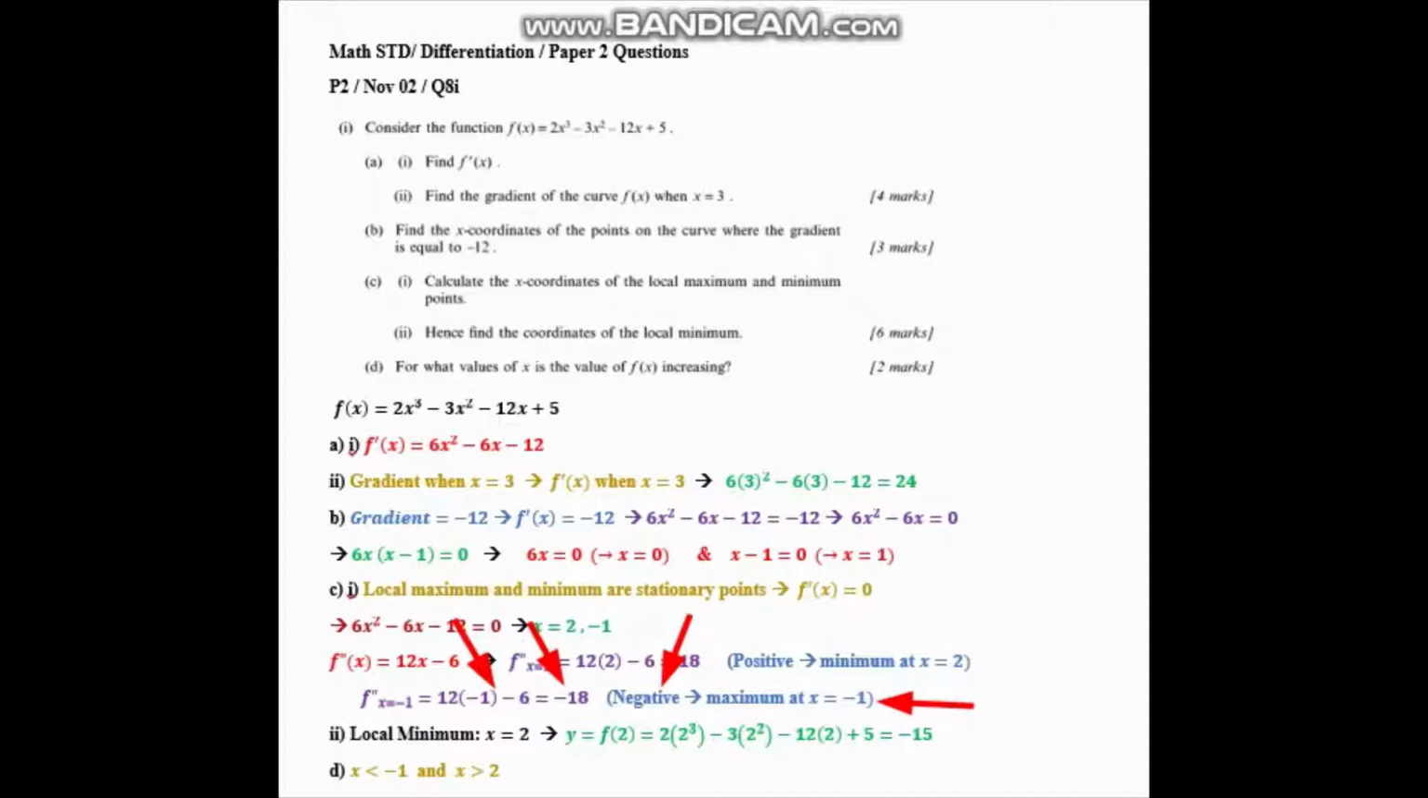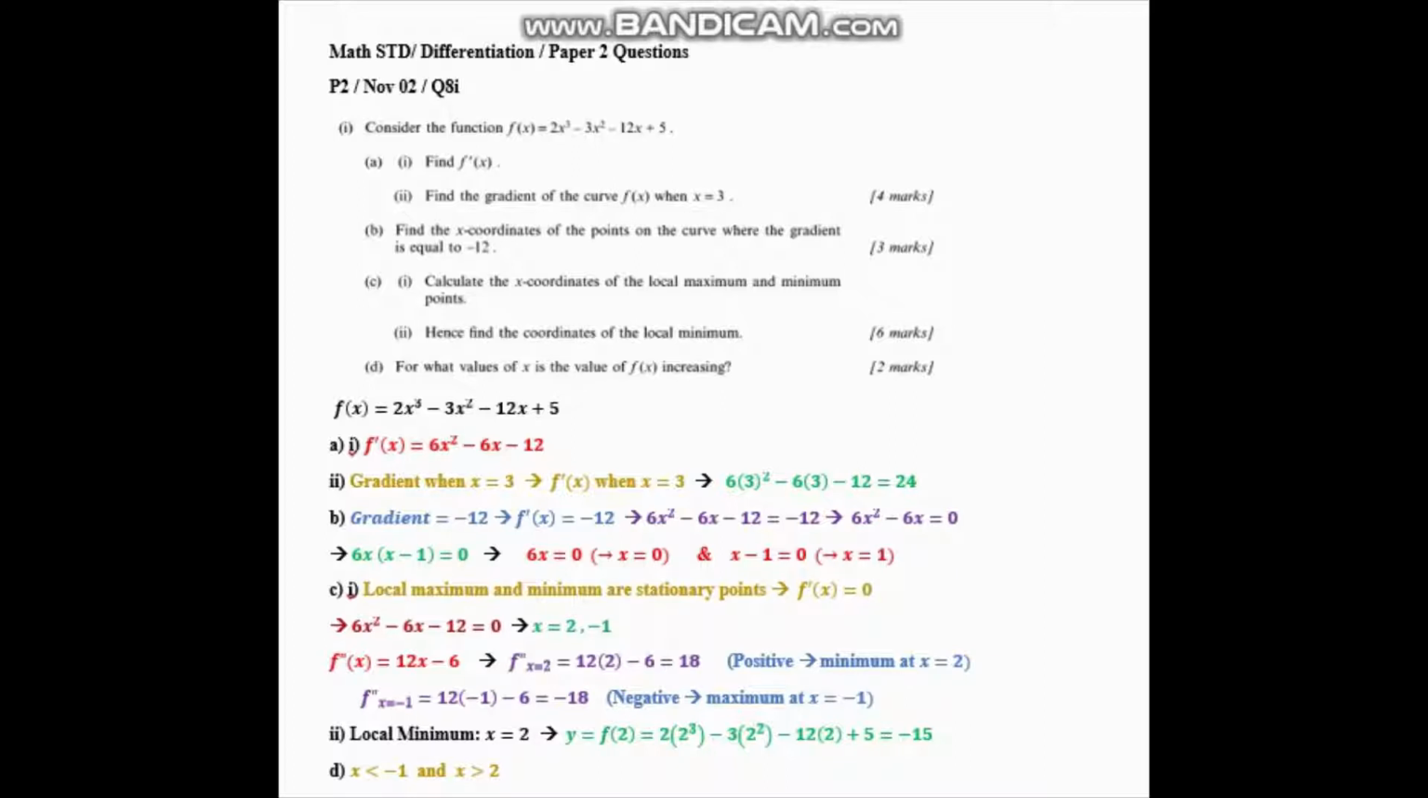You can always draw the function on the GDC and check where the minimum and the maximum are. But in case they ask you to show or to prove something like this, it is the easiest way to do so. You get f double dash and you test whether it is positive or negative. But bear in mind that your intuition will tell you that positive gives us maximum and negative gives us minimum. No, this is not the case.